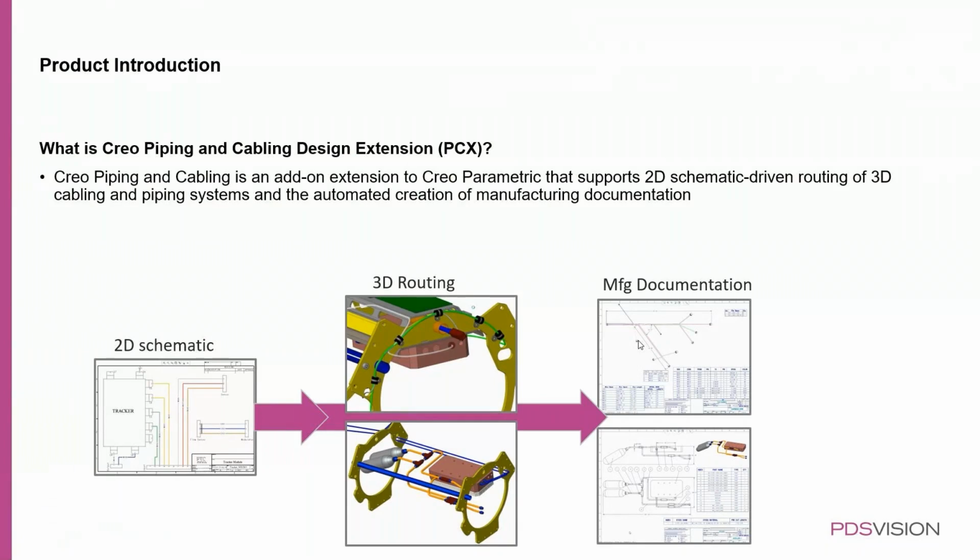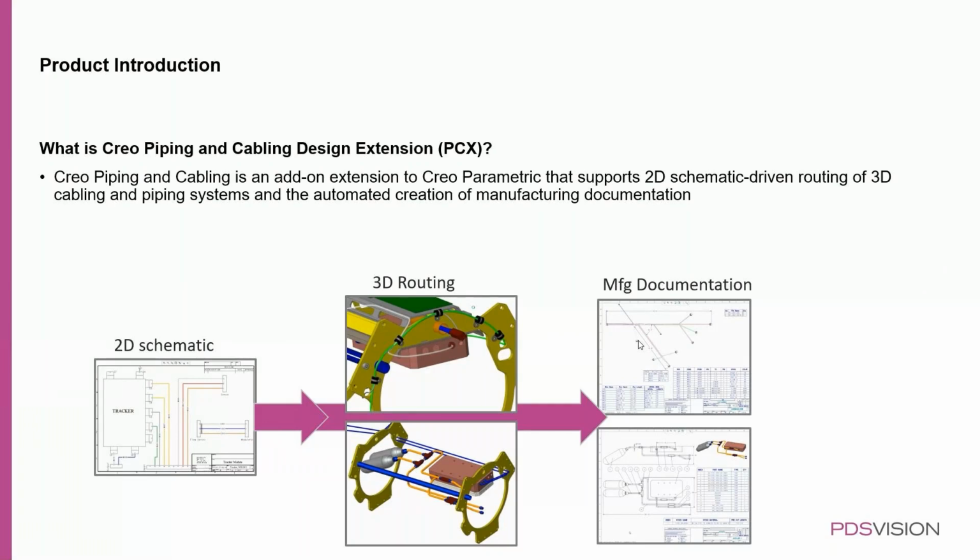So just to clarify on that, you can use piping and cabling just by themselves. That's completely fine. If you're already a Creo Parametric user, then it's very easy to incorporate some quick cabling and piping. But if you want to take it to the next level, then you can also use Creo Schematics. That lets you create 2D diagrams of your piping and cabling, and then bring that into Creo, which automates the process of actually routing those.